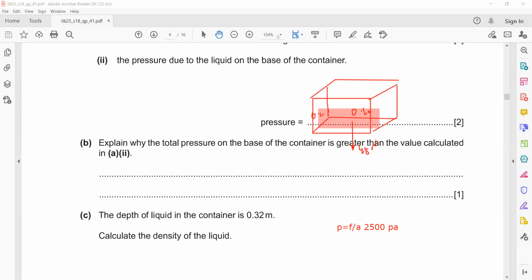But in reality, in practical terms, what happens? There's atmosphere which is also pushing it down. So two pressures are acting: one is atmosphere and another one is due to the liquid. The pressure due to atmosphere is neglected, or not included in the calculation.